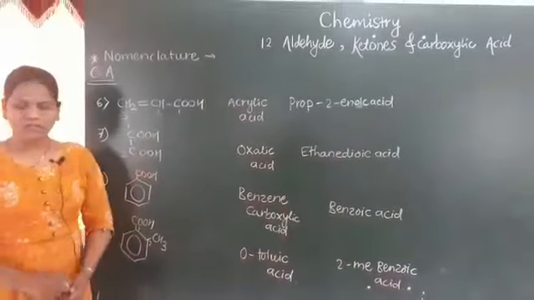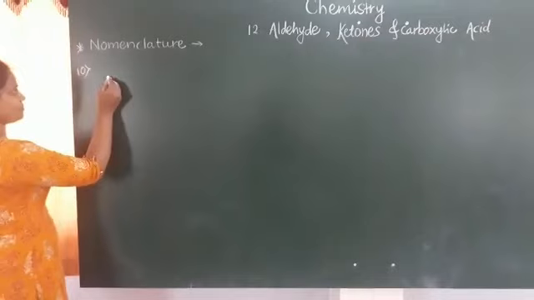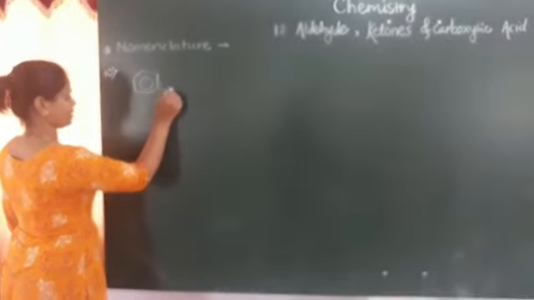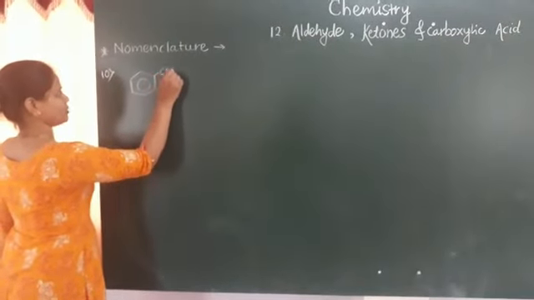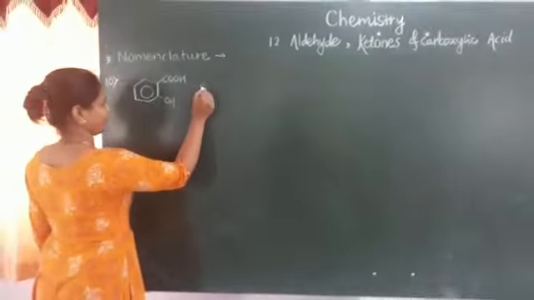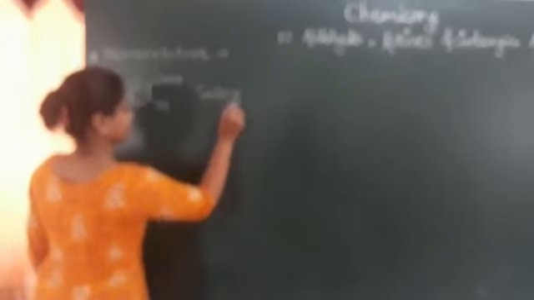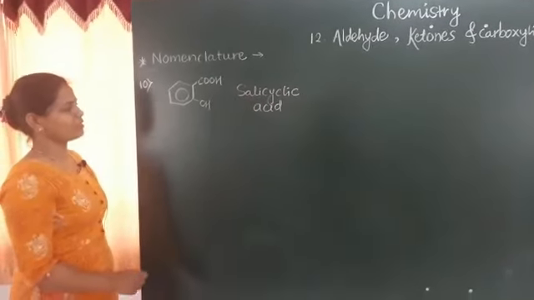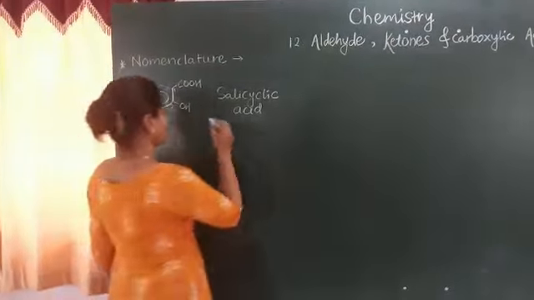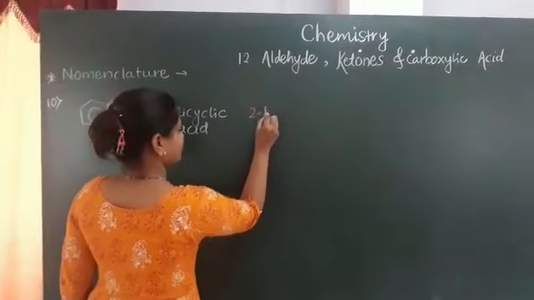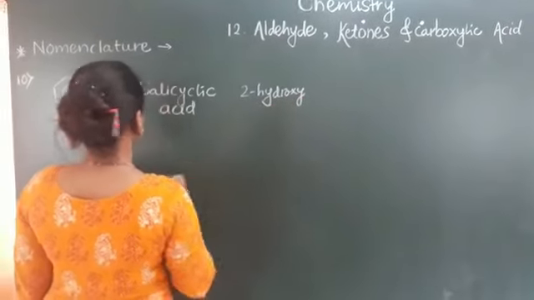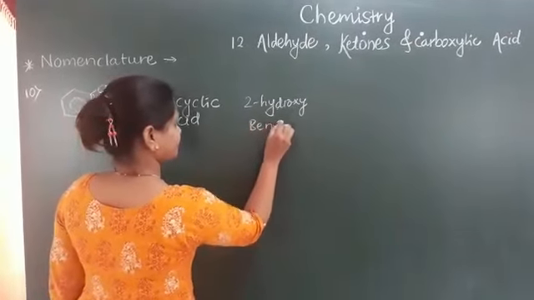Okay. Next example, again one more substituted benzene example we will take, that is phenol, and when a COOH group is attached to it, then its common name is salicylic acid. Now what will be the IUPAC name? This is the first carbon atom and this one is the second, so the IUPAC name is 2-hydroxy benzoic acid.